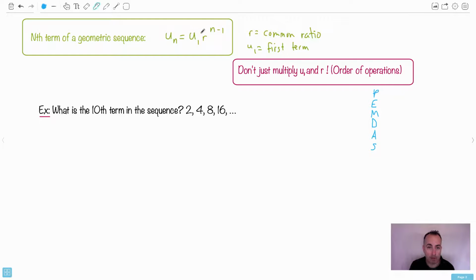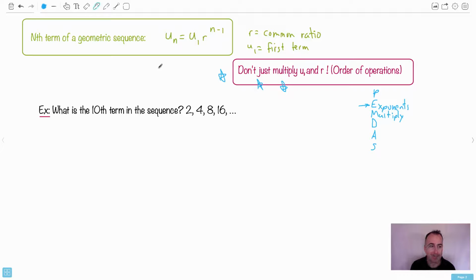Parentheses come first, there's no parentheses, but then next comes exponents. Exponents come before multiplying. So in other words, first you have to figure out r to the power of whatever. You do that first, then you multiply that answer by u1. Do not multiply u1 times r directly if there's an exponent going on here. You got to deal with the exponent. It is by far the biggest mistake people make when actually calculating something. So please don't be the person to make that mistake, okay?